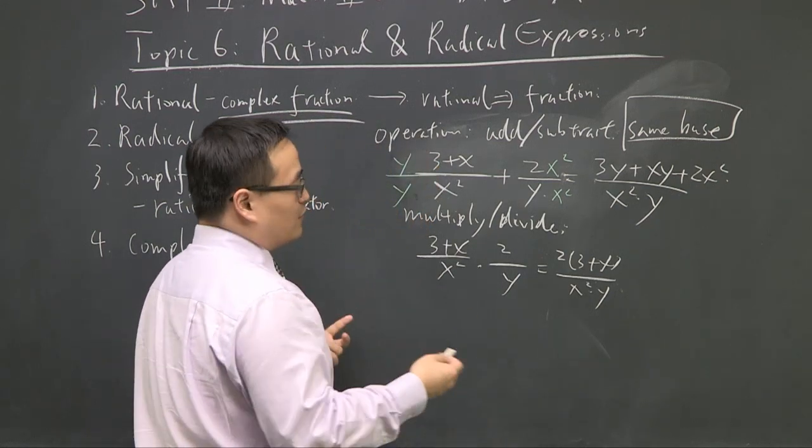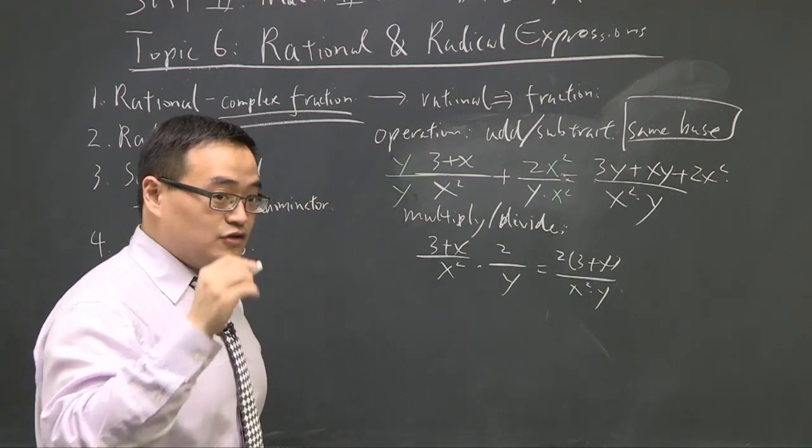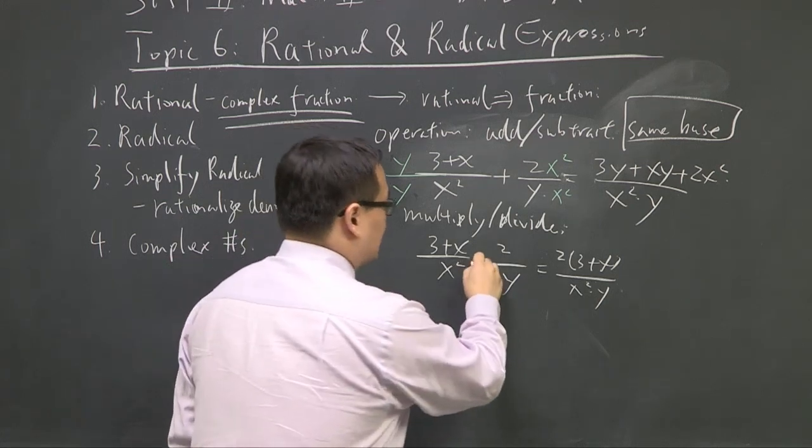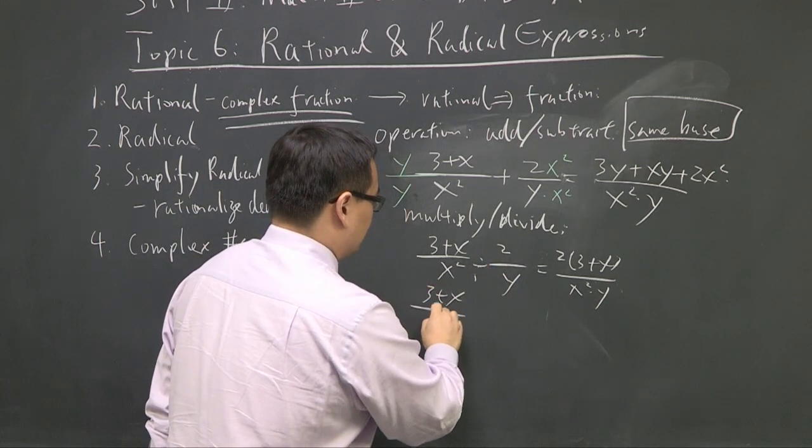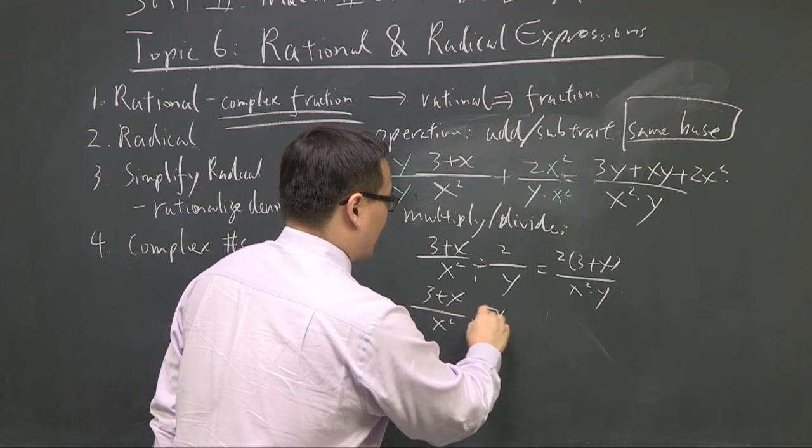What if I'm dividing? If you're dividing, just make sure you're doing the reciprocal. If I change this to division, all I have to do is 3 plus x divided by x squared, multiplied by y over 2.